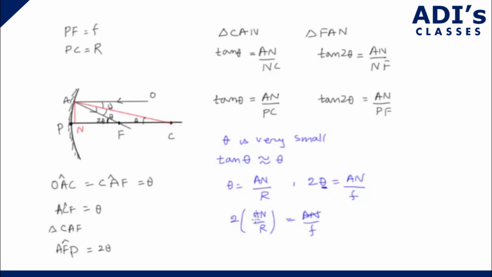Now AN cancels, right? So what do you end up with here? You end up with 2 by R equals 1 over f. If you cross multiply, you will get f equal to R divided by 2. So this is the relation between focal length and radius of curvature. Half the radius of curvature is the focal length. Even if you look at the figure, F is almost in between P and C. So we proved this for a concave mirror. We'll try to do the same thing for a convex mirror.